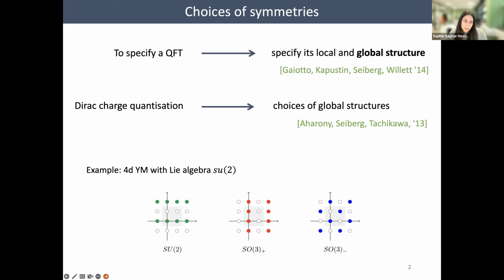So for example, we know that in 4D Yang-Mills theory, we can have line operators, charged operators, which are Wilson lines, 't Hooft lines, or dyonic lines, and depending on which ones you have in your theory, you have different global structures. So for example, here you have just electrically charged Wilson lines, and this theory has electric one-form symmetry, or you can have magnetic symmetries or dyonic symmetries, but not all of them, exactly because of this Dirac charge quantization, which is discussed here.